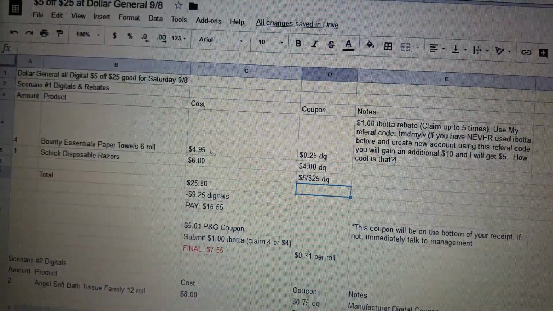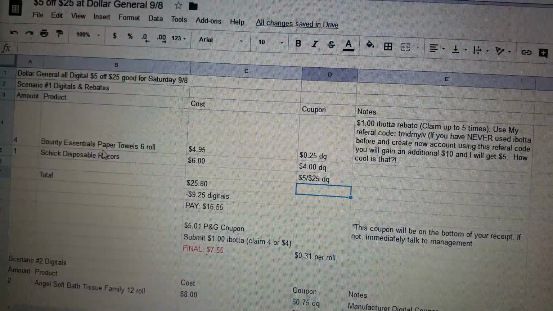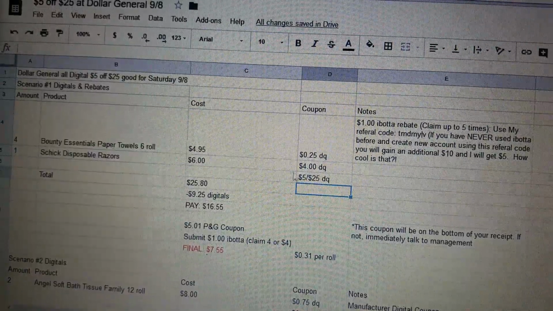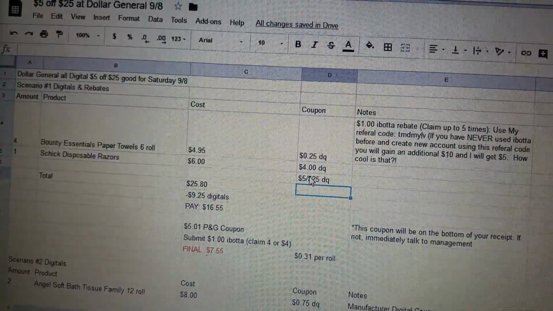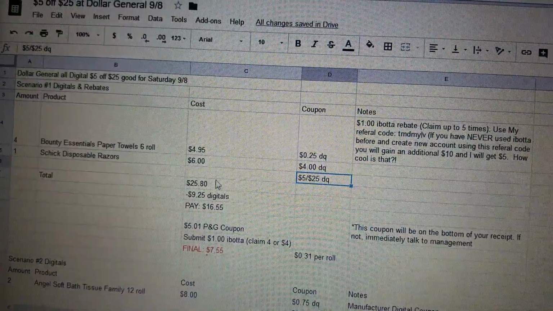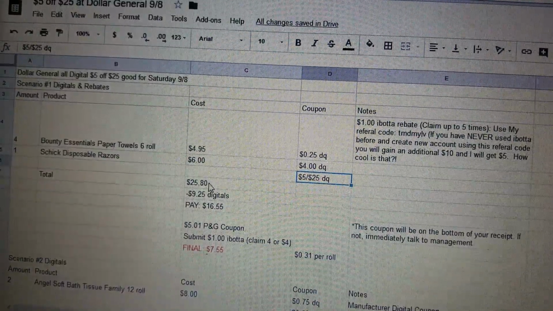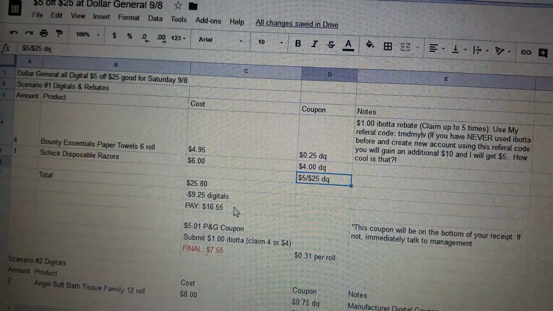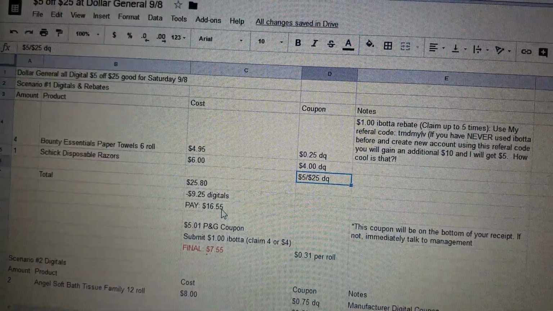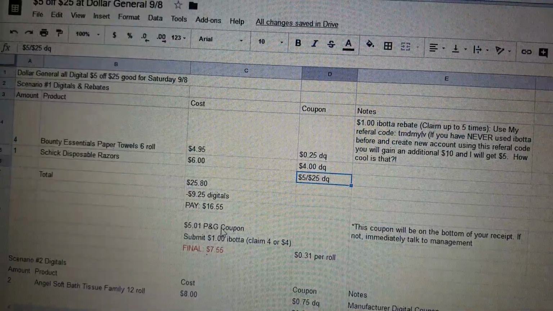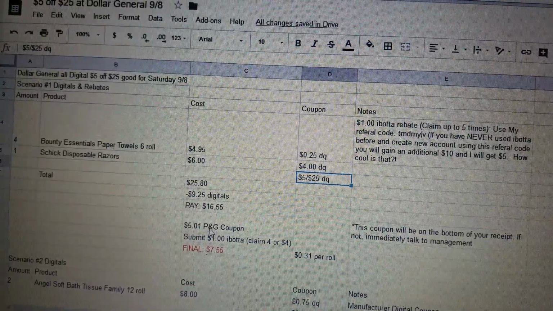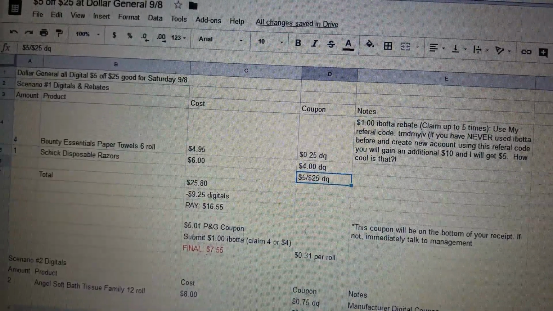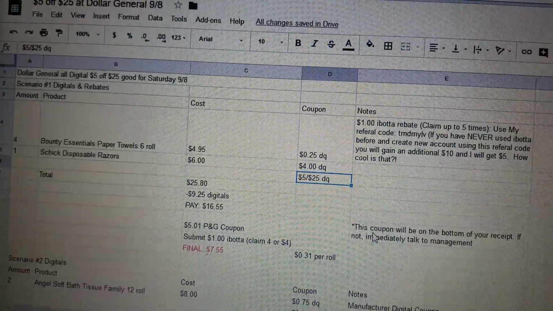Then you're going to pick up one of the Schick disposable razors. Those are $6. We have a $4 digital, and then we have that 5 off of 25 digital coupon. Our subtotal is $25.80. You type in your number, $9.25, and digitals will come off. You're going to pay $16.55 at the register before tax, but you will get that $5.01 PNG coupon. It will print on the bottom of your receipt.